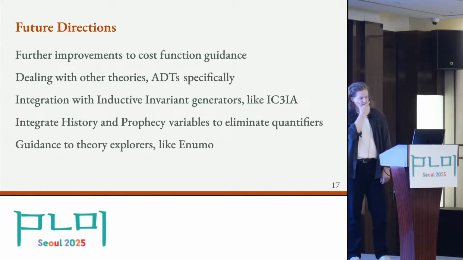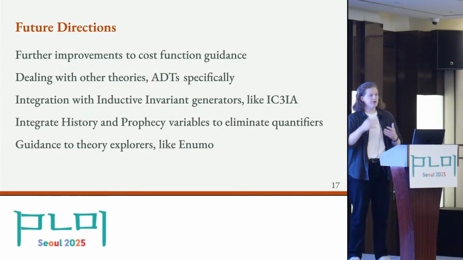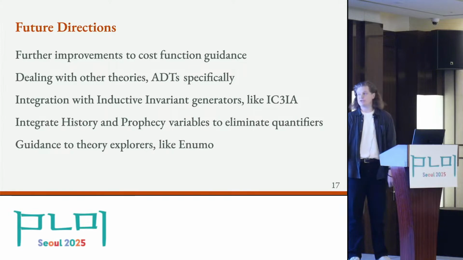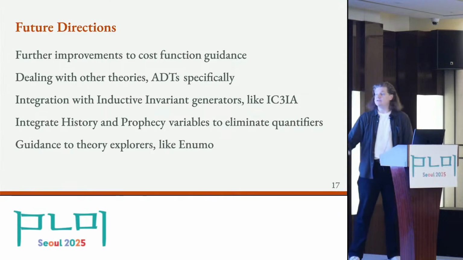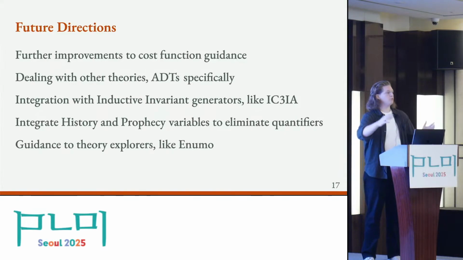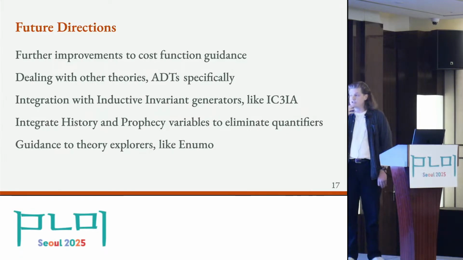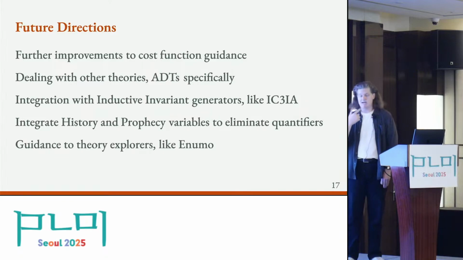So future directions, yeah. Further improvements to cost function guidance. Just trying to make better cost functions for these problems is kind of an interesting area. Trying to beat Z3 on a larger number of problems. And then dealing with other theories is also interesting. Abstract data types specifically, we could do bounded model checking on more problems, on specific problem domains. That would be interesting. And then integration with inductive invariant generators like IC3IA.